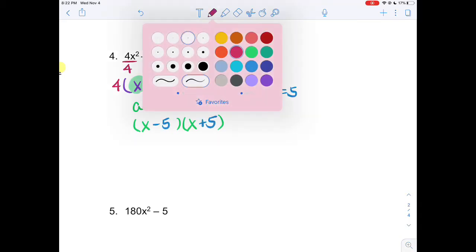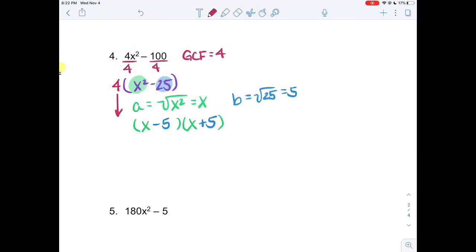Don't forget that you also need to bring down your greatest common factor that you started with. So this is my final factored form. Always include the greatest common factor that you pulled out.